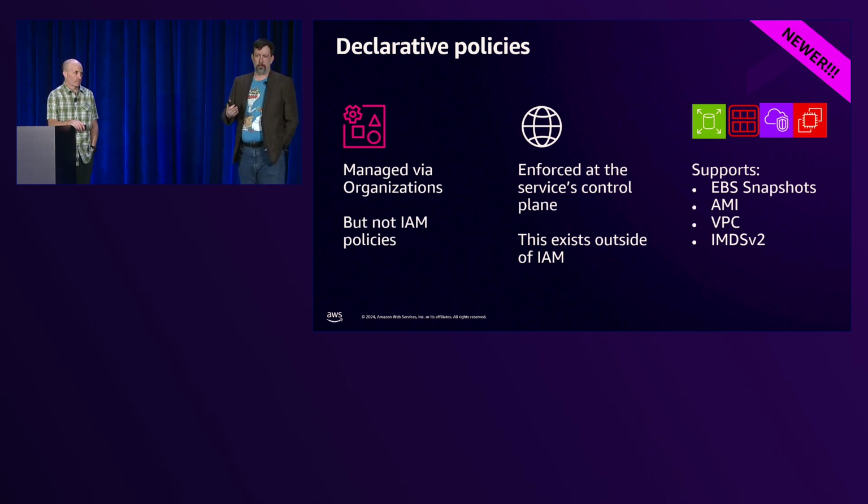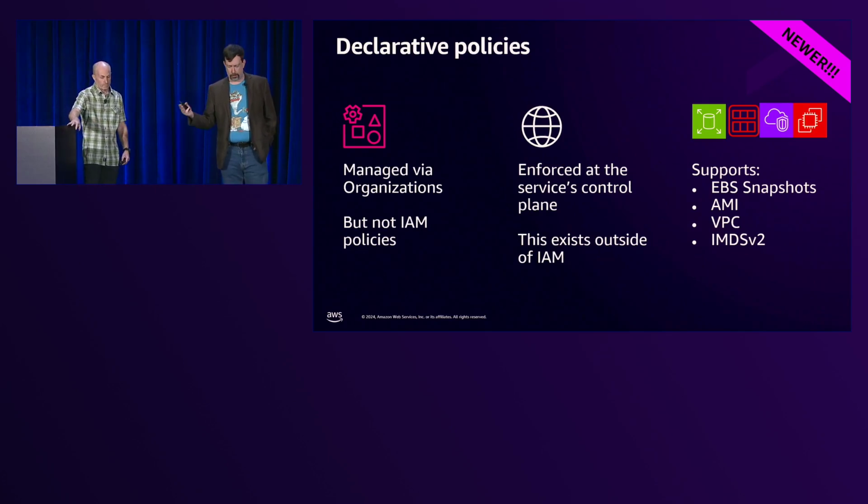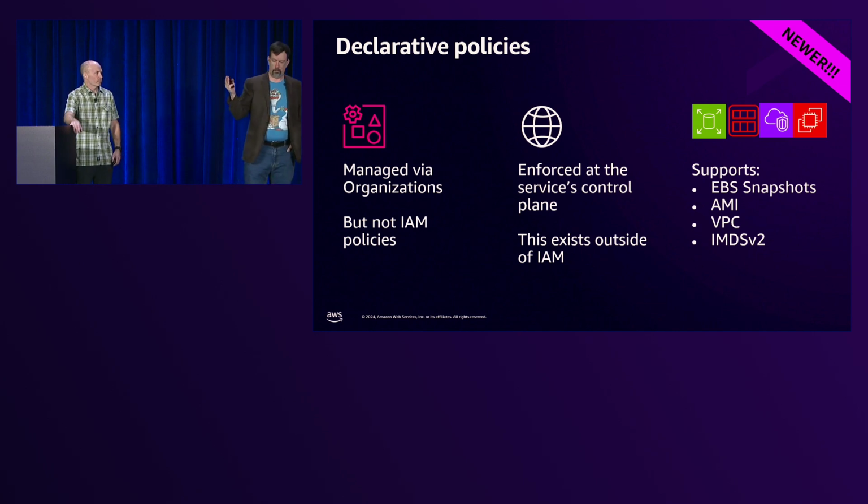And currently they support most of the things that the current declarative controls support. So you can block public EBS snapshots across your org. You can block public AMIs across your organization. You can enforce VPC block public access in your organization, although we have not yet played with that. I imagine that there are a lot of weird edge cases there. And probably one of the more useful ones is you can now actually enforce IMDSv2 across your entire organization.